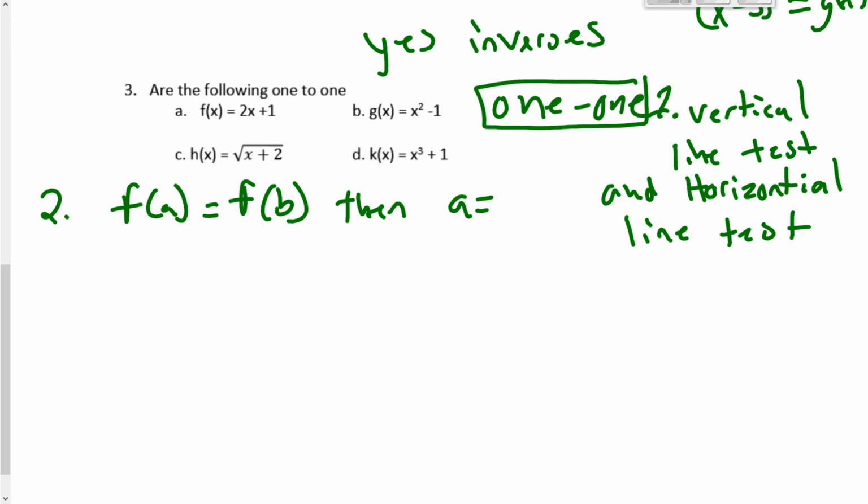If that's true, then a would have to equal b, because I can't have the same y go to two different x values. I can't have one y, say 4, go to two different x values. That would not be one-to-one. So this is how I prove it: by setting my y's equal to each other and then solving for a equals b.